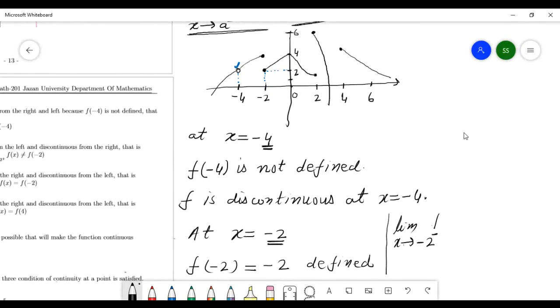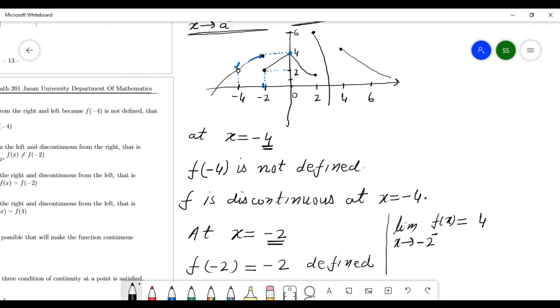-2 minus, f of x. The left limit means when x is close to -2 from the left. So the function here is close to -2. So this is equal to f of -2 from the left, f is equal to 4.